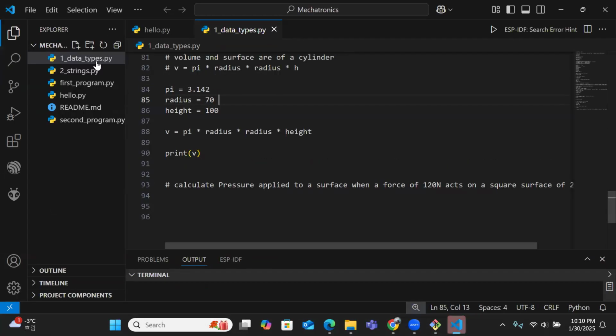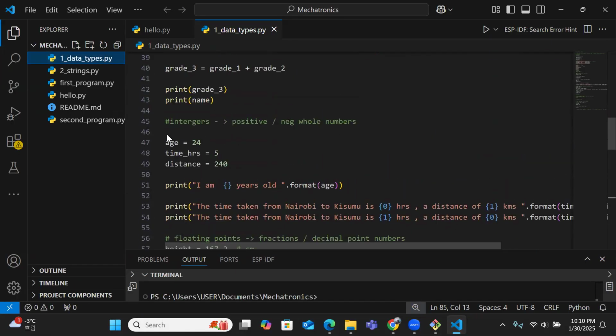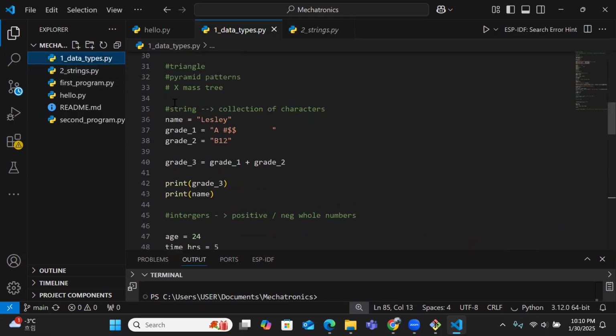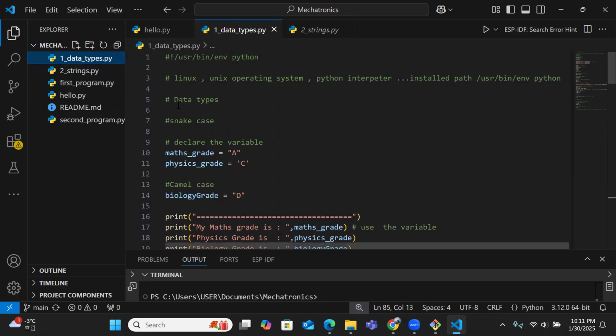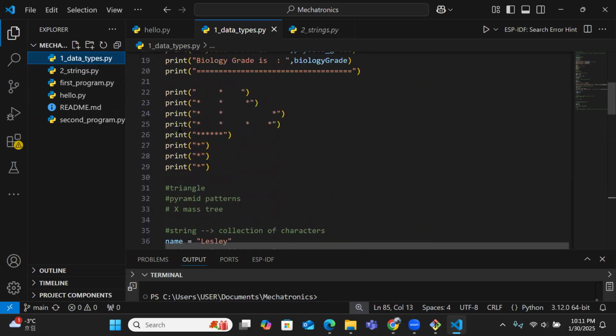So today we are going to review data types. We looked at data types, and after looking at data types, today we will also look at strings. Starting with the data types, we looked at character data types.